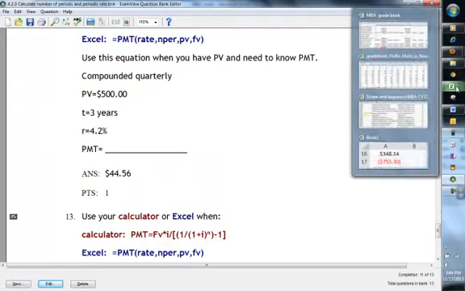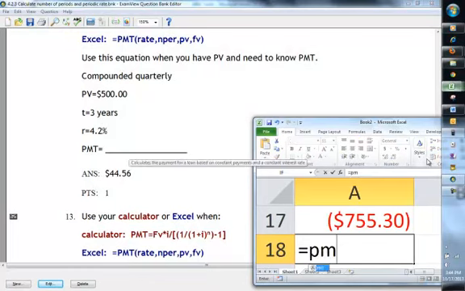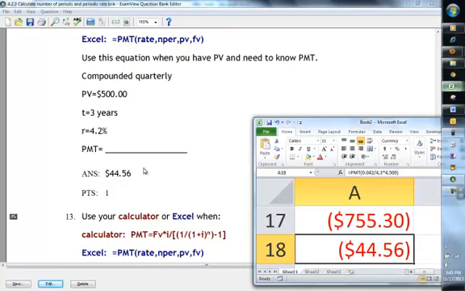Now we're looking for the payment in this problem, so equals PMT. Compounded quarterly, so 0.042 divided by 4. Number of periods, 3 years, times 4 quarters in a year. Present value is $500. How much is the payment to end up with $500 3 years from now? $44.56 per quarter.